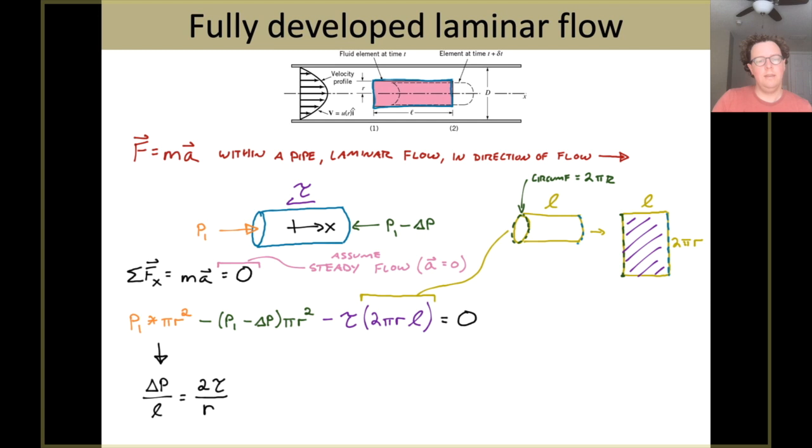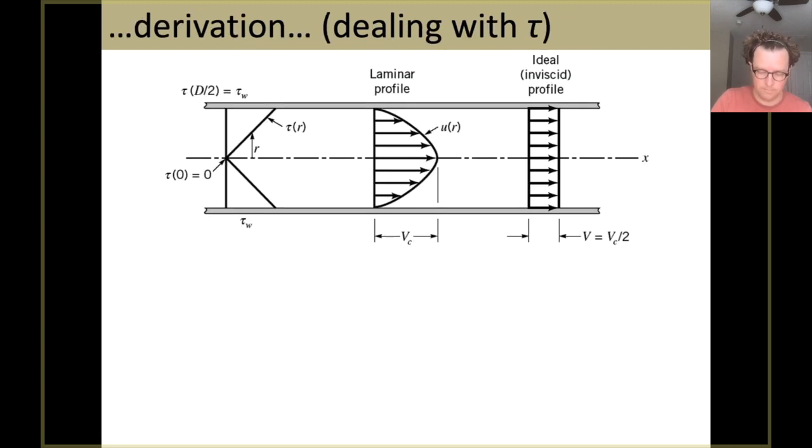Now we can do a little bit of solving and rearranging here. You can imagine that those P1s are going to drop out. There are pi r's in all of the terms, so we can cancel some things, and we find ourselves with this equation written in black. The pressure drop per unit length is equal to 2 times the shear stress divided by the radius. So let's move on with that to our next slide. That's sort of an intermediate stopping point here. That's the basics of F equals ma for our laminar flow through a pipe.